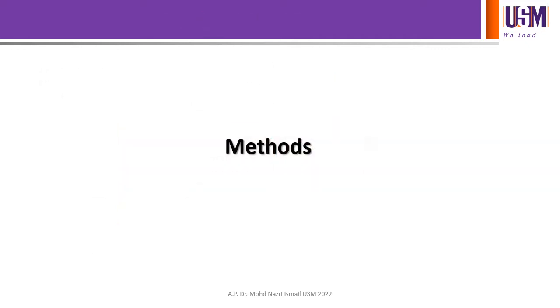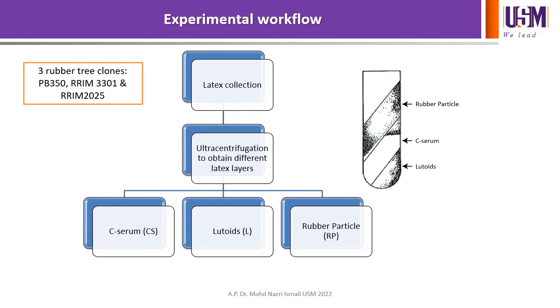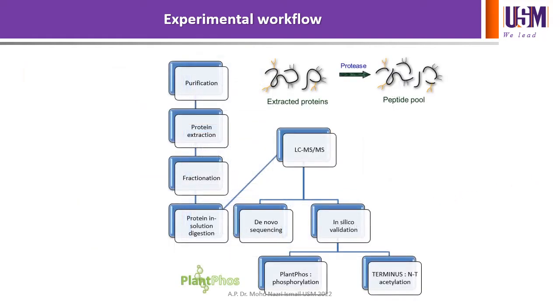Now let's move on to the method. Following fresh latex collection, we separated the latex into three different parts, known as serum, lutoids, and rubber particles, via ultracentrifugation. The fractionation will help in the protein identification. Each latex subcellular fraction then undergoes purification, protein extraction, further fractionation, and in-solution digestion to digest proteins into peptides, and then goes straight to LC-MS/MS for protein and PTM identification. In our methodology, we perform de novo sequencing, followed by in silico validation for the PTMs. And these are the two main databases that we have used in our methodology.